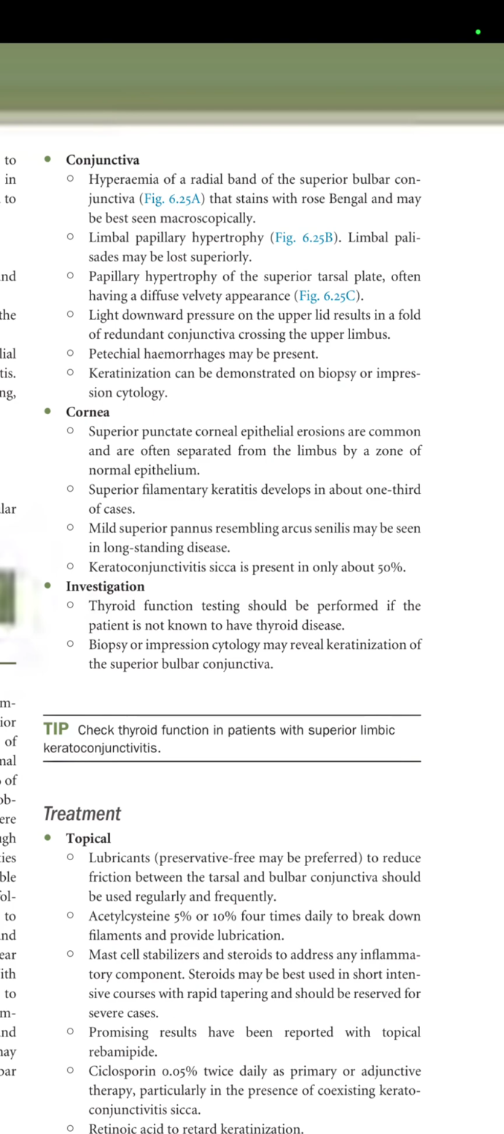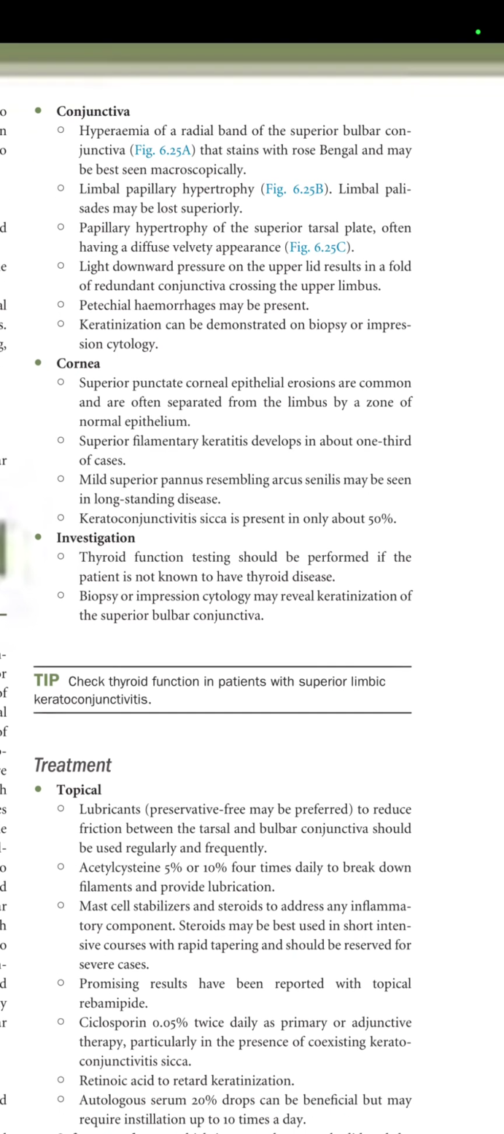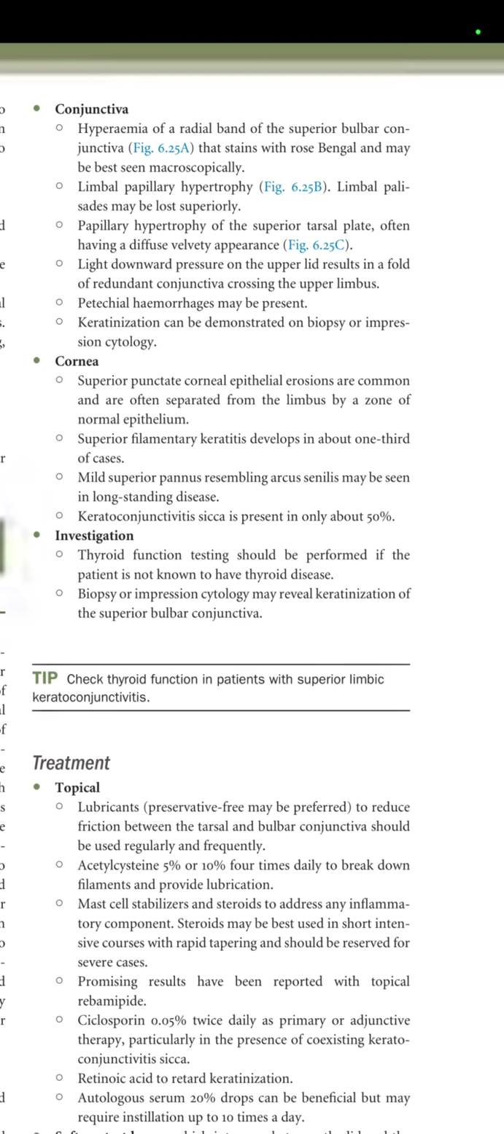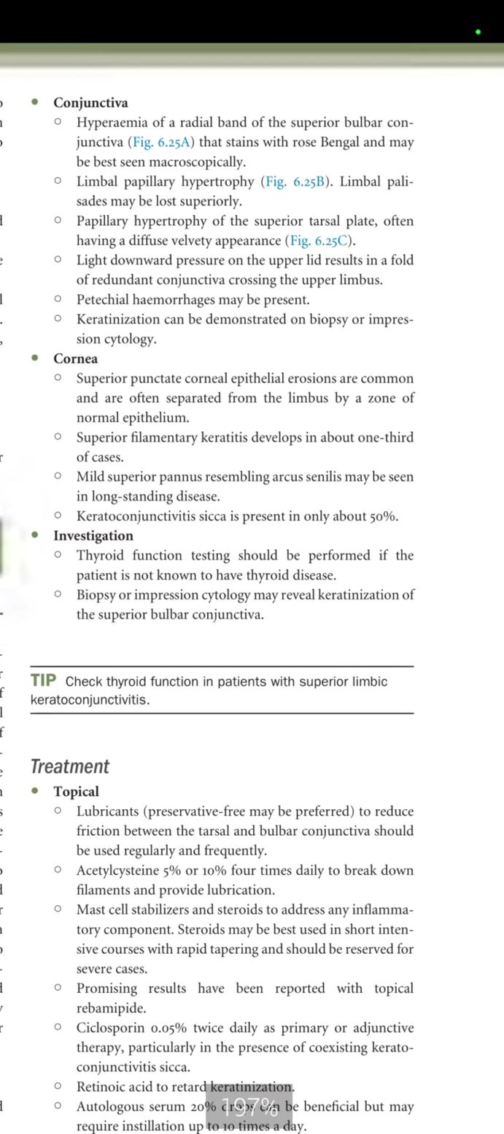Petechial hemorrhage may be present. Keratinization can be demonstrated on biopsy or impression cytology. So keratinization is not visible, but you can see it on biopsy or on cytology. So what happens to the cornea? Superior punctate corneal epithelial erosions are common and are often separated from the limbus by a zone of normal epithelium. Superior filamentary keratitis develops in about one third of the cases.